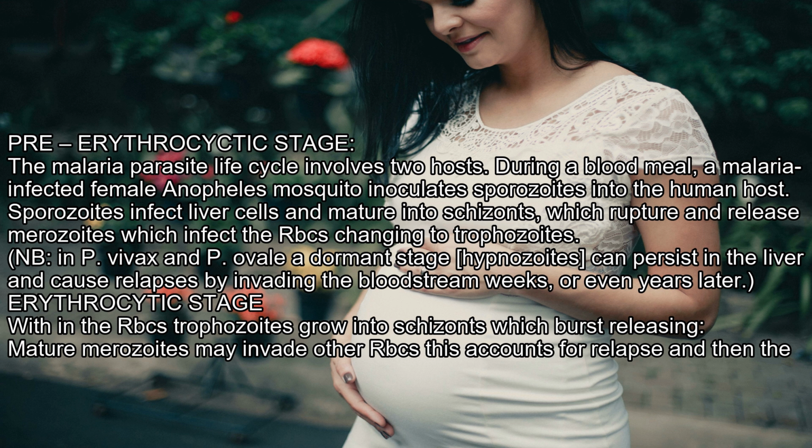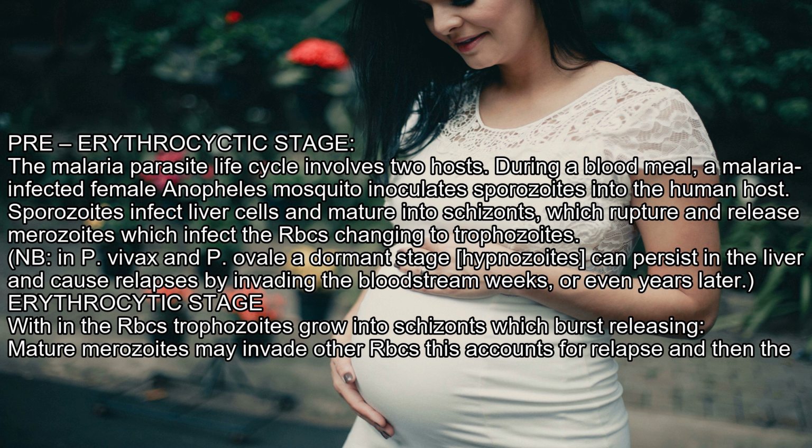Pre-erythrocytic stage. The malaria parasite life cycle involves 2 hosts. During a blood meal, a malaria infected female Anopheles mosquito inoculates sporozoites into the human host. Sporozoites infect liver cells and mature into schizonts, which rupture and release merozoites, which infect the RBCs, changing to trophozoites.